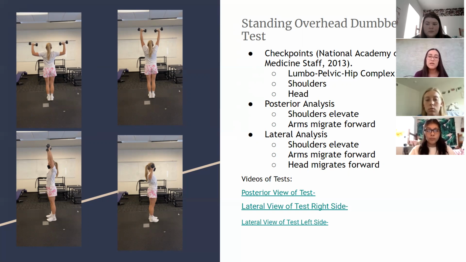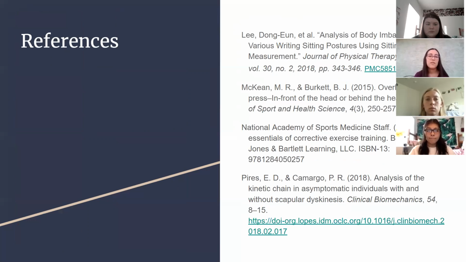In the third checkpoint of the head, there was compensation in the lateral analysis. The head did migrate forward, and this can be due to an overactive upper trapezius as well as underactive deep cervical flexors. This can all be attributed to her job since she sits at a desk all day, and this can lead to overactive or underactive muscles in her body.